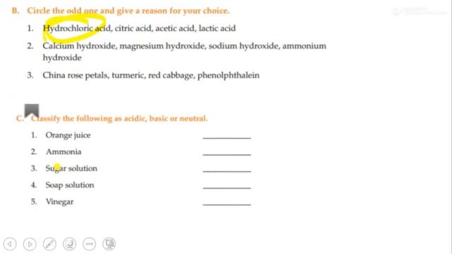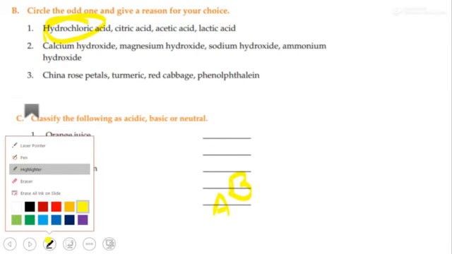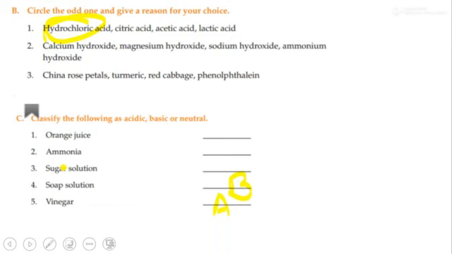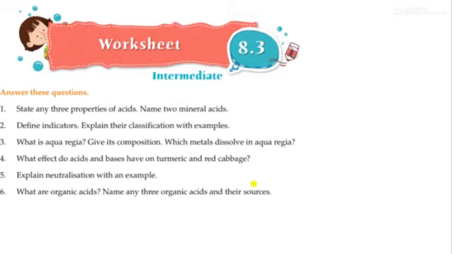Next is classify the following as acidic, basic and neutral. If I talk about vinegar, is vinegar acidic or basic? This is acidic. Soap solution is basic, and the remaining you have to do by yourself. You have to tell whether the sugar solution, ammonia and orange juice are acidic, basic or neutral, right?